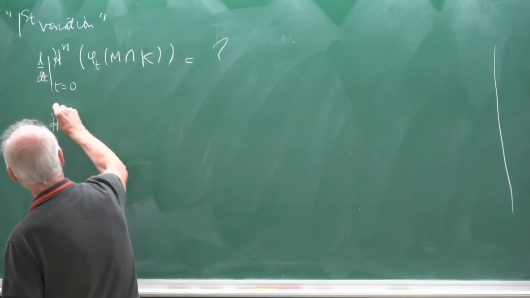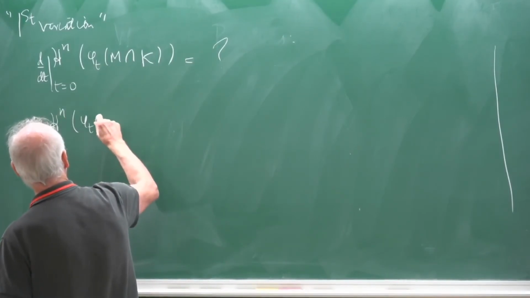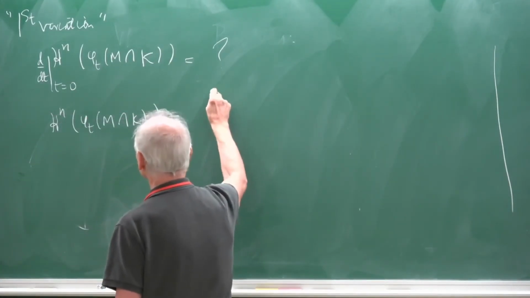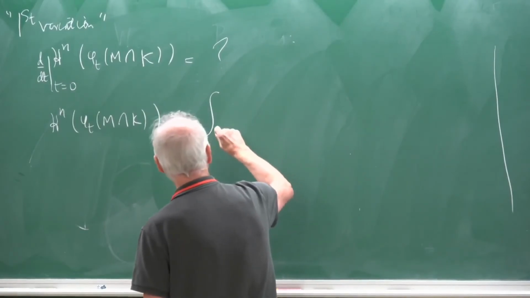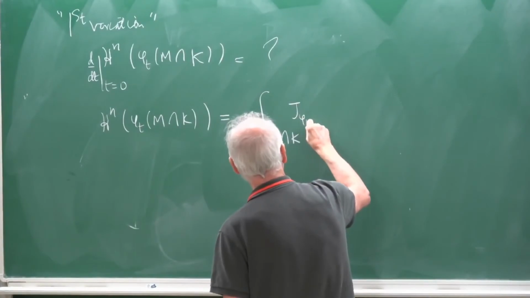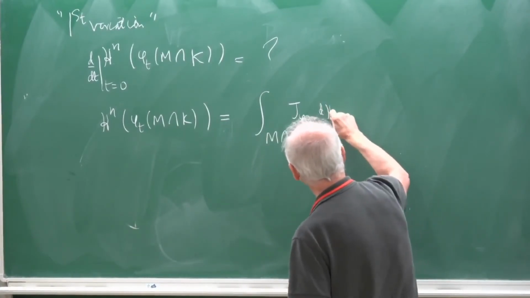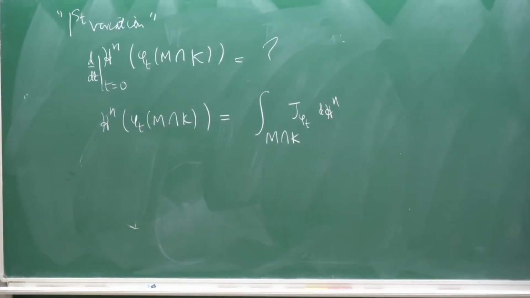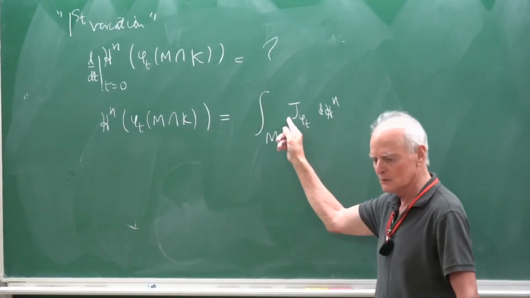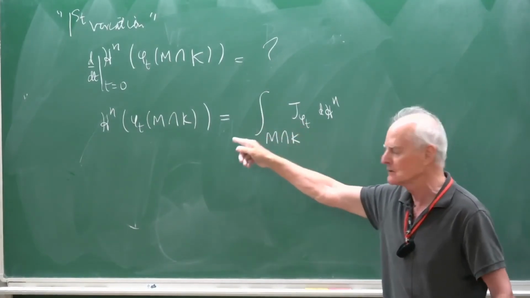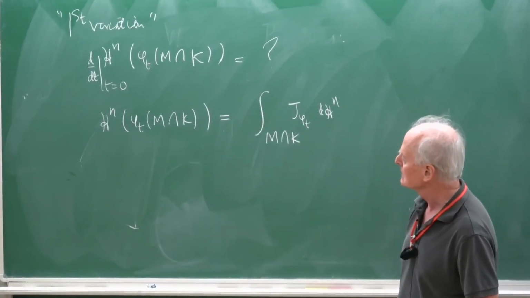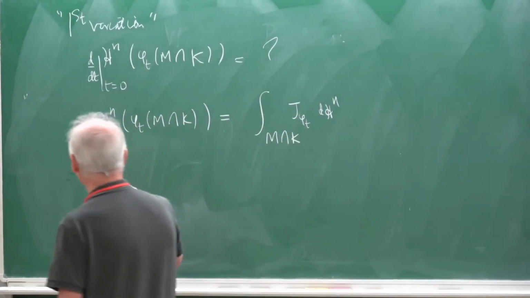So Hn of phi t of M intersect K, by the area formula, is equal to the integral over M intersect K of the Jacobian of phi t, dHn. So that's nice. We just have to compute the Jacobian, and then we can differentiate this by differentiating under the integral sign. Remember, everything's C1 here, so it's perfectly legitimate to differentiate under the integral sign. So we can do that. So let's compute the Jacobian term.